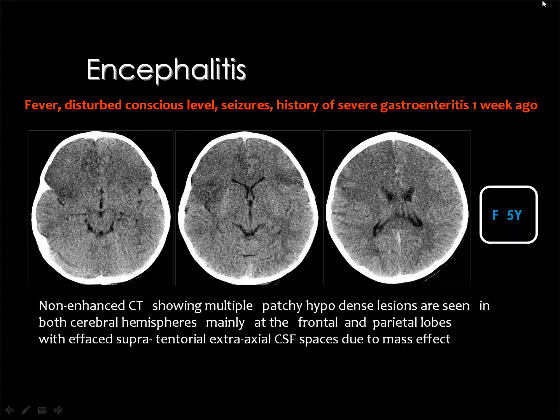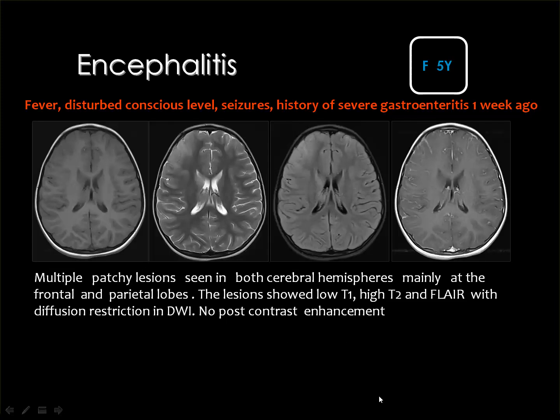And here you see a girl, 5 years old, with fever, disturbed conscious level, and seizures, and severe gastroenteritis 1 week before. Then in the CT scan, you get patchy hypodense areas in the frontal lobe, as you can see, bilateral and symmetric. The frontal lobe is not a usual site for infarction. The bilaterality is not seen in an infarction frequently.